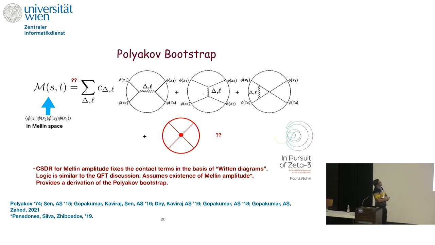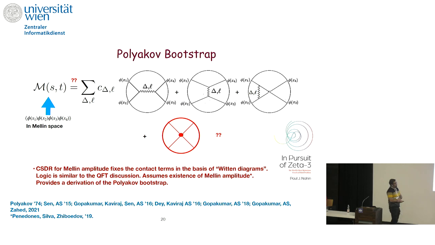The Polyakov bootstrap is that if you take the correlation function in Mellin space and take the Mellin transform, then you can write down an expansion in terms of exchange Witten diagrams. And so the question that we wanted to address is, can you fix these contact diagrams? Without fixing the contact diagrams, we weren't finding a particular zeta 3 that is there in the epsilon expansion.